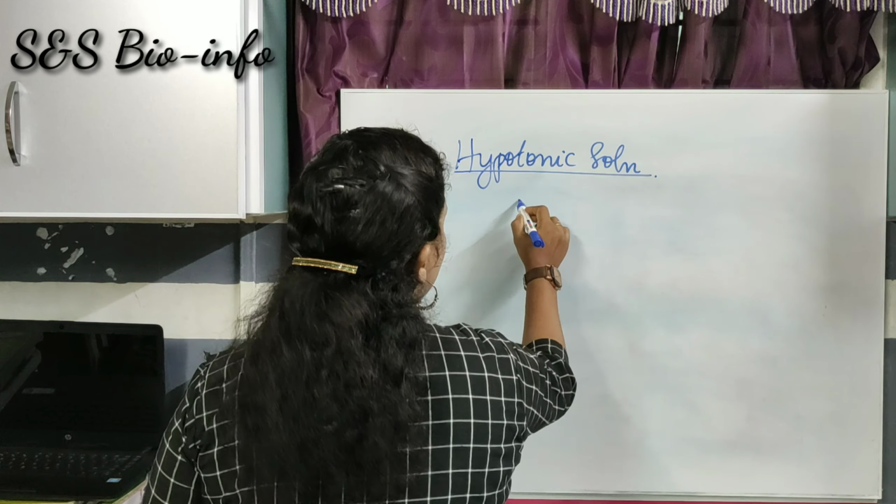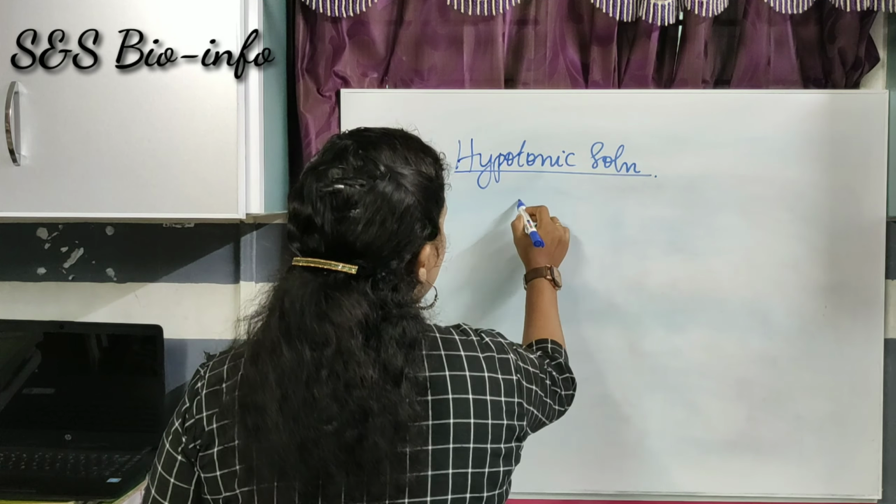Here, less water. So what happens here? The water molecules move from the region of higher concentration to the region of lower concentration. So what is the net result? The cell swells up. Got it? Okay, this is the action of hypotonic solution on the cell.